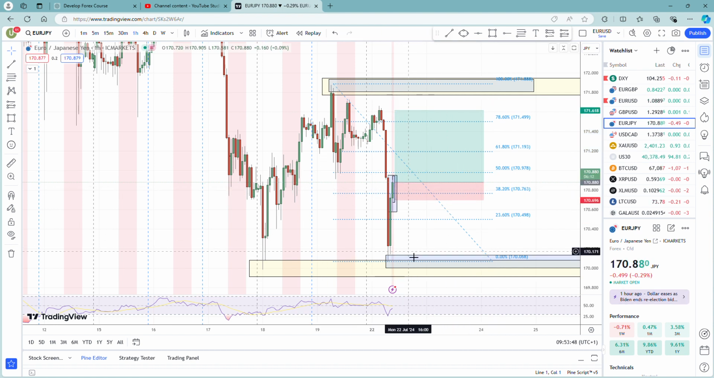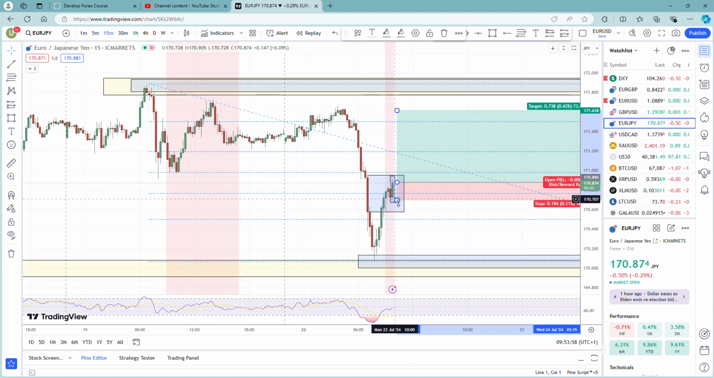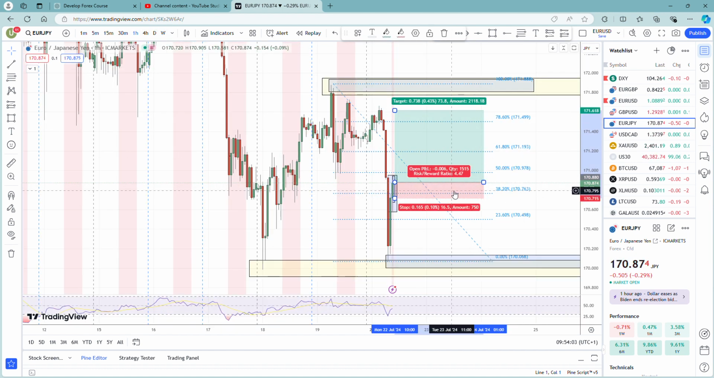Obviously it would have been better if I entered closer to the level, because there's a risk price can reverse. But I'm just showing you, if I entered this trade, I'm risking, it's as tight as I can go. So I'm risking 16 pips to make 73 pips. So it's a good risk to reward ratio of 4.5. 170.715, 171.618. Buy. Cool. So I'm entered into that trade on EURJPY.